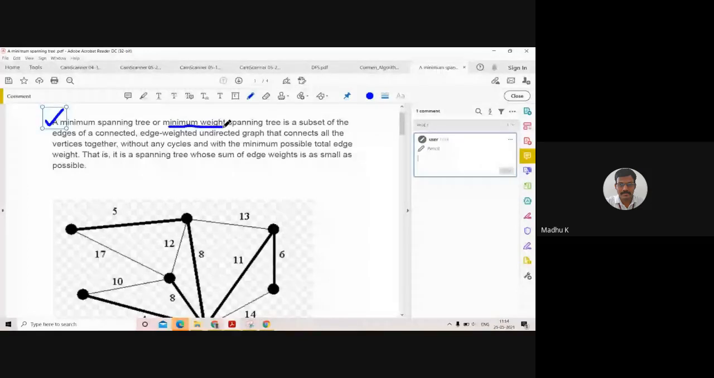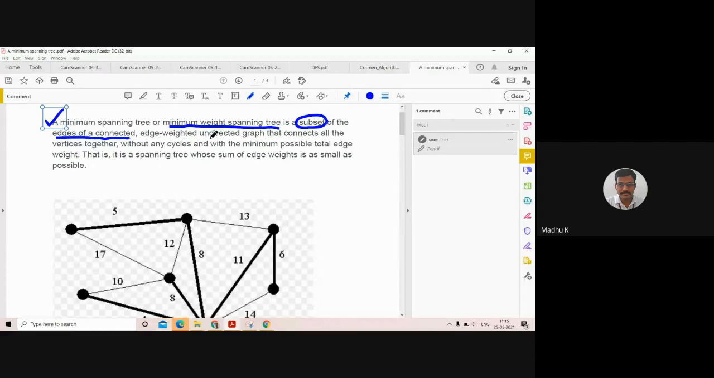Minimum weight spanning tree. It is a subset of the edges connected. You can note here, it is a subset of the edges connected. Next, edge weighted undirected graph. It is an edge weighted undirected graph. The edges are weighted.